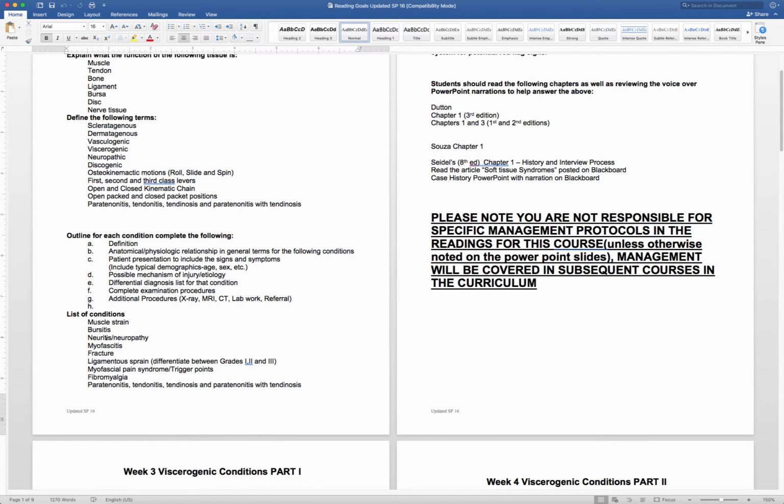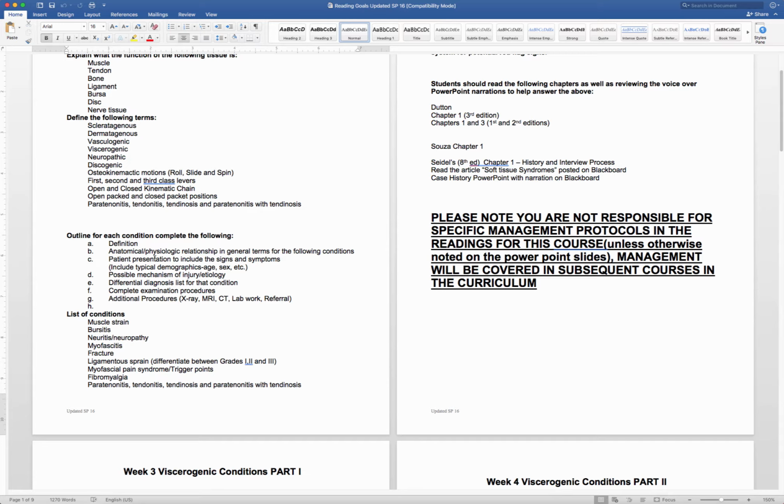Then going through and looking for the list of conditions down here. What would a definition of a muscle strain be? What would its anatomical and physiologic relationship be? Meaning, what its origin, insertion, or proximal or distal attachment sites? What is its blood supply, its nerve supply, its function in general? How do these work? But not necessarily for every muscle in the body. Look at the main muscles that we've talked about, things like biceps, hamstrings, quadriceps, gastrocnemius, soleus. Try to think about it on a larger scale in that aspect.